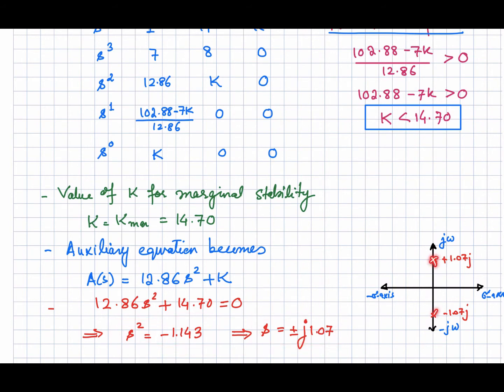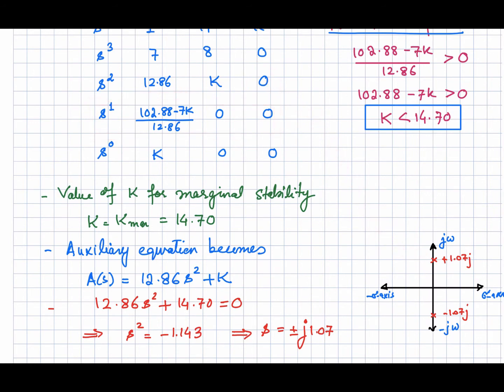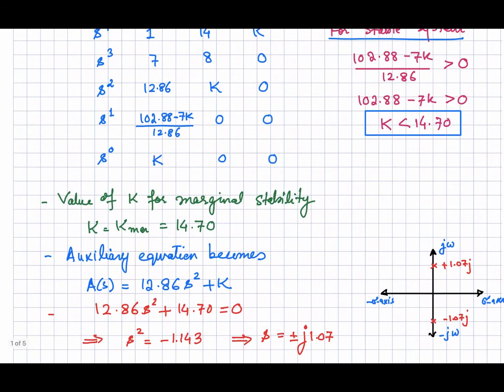So these poles are over here. Those are obtained from the auxiliary polynomial when you have the zero array. Whenever you have the zero array, it means the auxiliary equation, if set equal to 0, will give you the poles over the j omega axis. Okay, so that is this one, 1.07 and minus 1.07. So two poles are at the j omega axis. So your system is marginally stable if your k is equal to 14.70. If your k is between 0 and less than 14.70, your system is completely stable, because then all the poles will be in the left half plane, because there will be no sign change in this column.